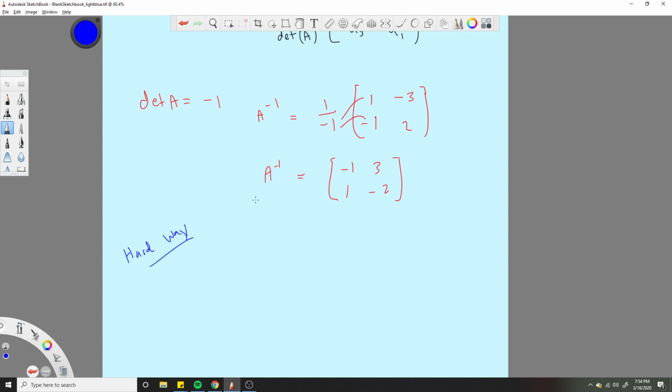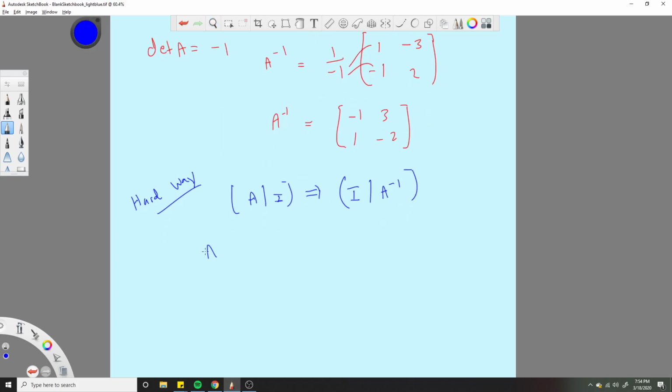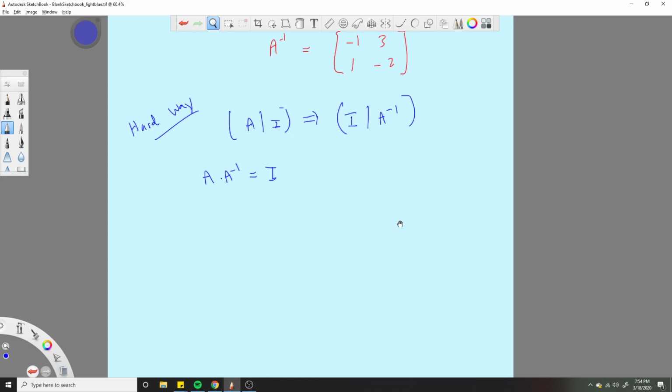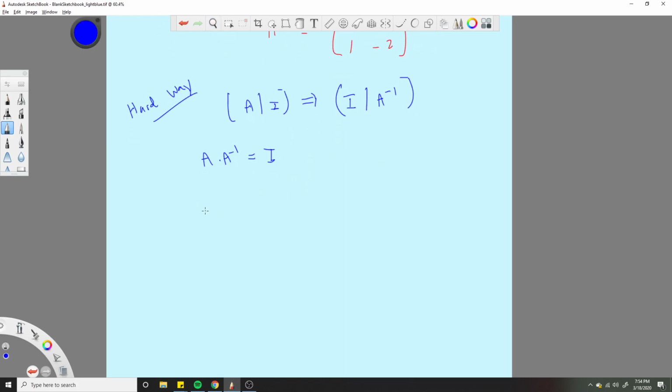Okay, so the hard way. The cool thing about the hard way is you don't have to memorize any equation or formula. What you do is you use row reduction. So you do A augmented with the identity matrix, and it's going to convert to the identity matrix augmented with the inverse of A. That's just a principle because it's based on the fact that A times its inverse will result in the identity. So you use row reductions to do that. So let's do that. So the augmented matrix of A and I is 2, 3, 1, 1, and then you'd augment 1, 1, 0, 0.